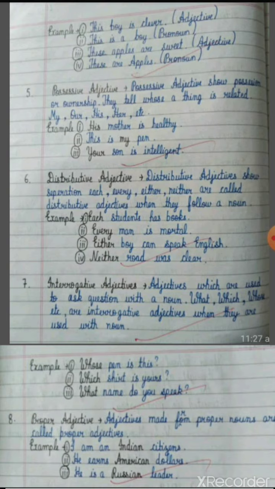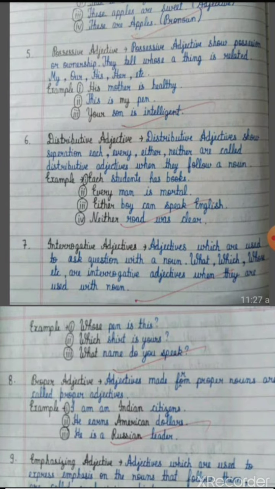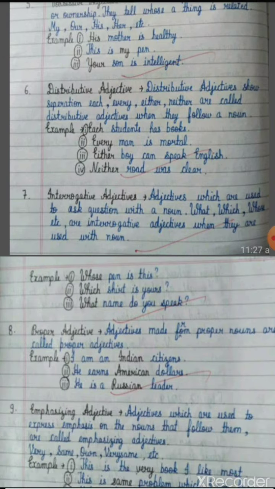Your son is intelligent. Whose son is intelligent? Your son. So on son, whose possession is here? Your son. So here there's a your, it is described about the possession of the son. So here his, my and your, these are telling us that they have possessions.